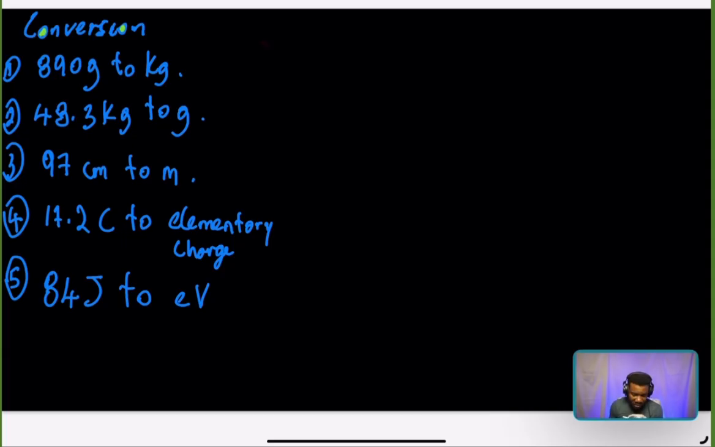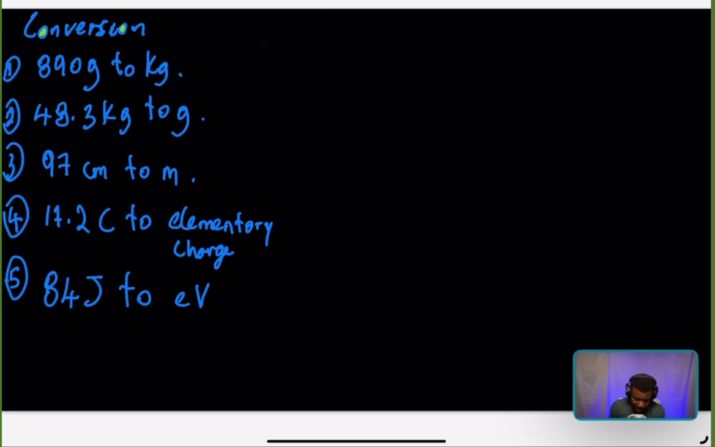So let's look at these 5 conversions, and how I'm going to go about doing it is by using conversion factors. The first thing that I need to know is a relationship between the two units. So I need to know the relationship between grams and kilograms, centimeters and meters, coulombs and elementary charge, joules and electron volts. Once I know the relationship between them, then I can create a fraction, then I can do my working from there, okay?